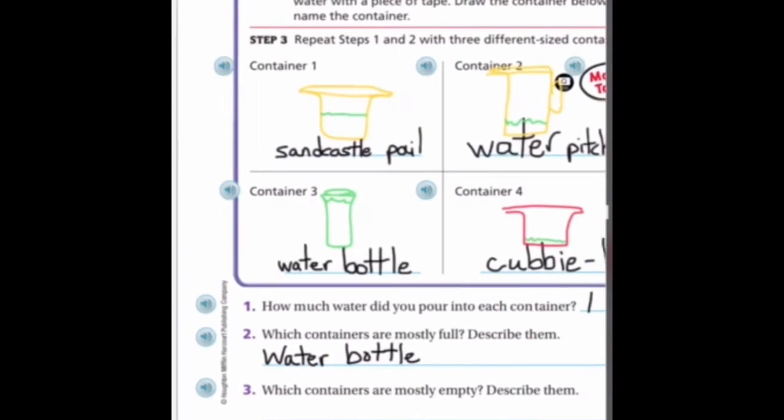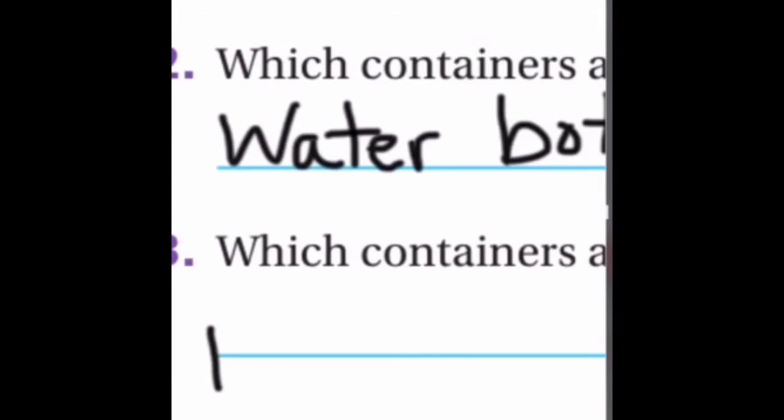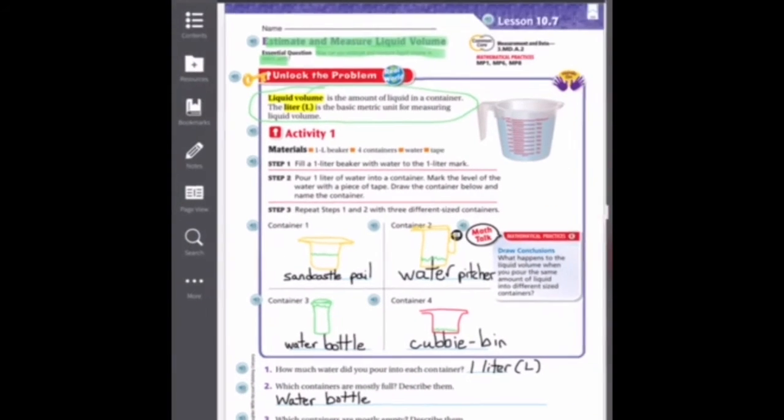Okay. Which containers are mostly empty? That's the other 3, right? So we had our pail. We had the pitcher. Was mostly empty. And so was the cubby or the bin. I'm just going to write bin because it's only 3 letters and it's much shorter. Okay. That's our first page.